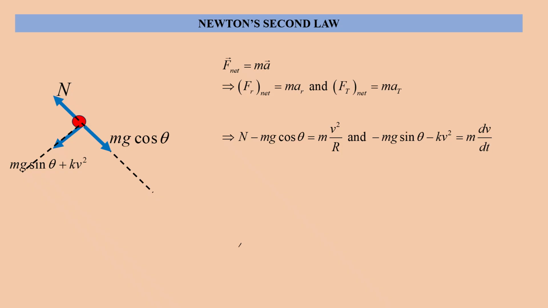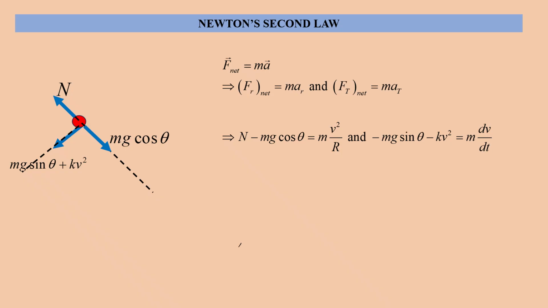Along the radial direction, the forces acting toward the center will be taken as positive, and those opposite to it will be negative. Also, by definition, the radial acceleration of the particle at a moment when its speed is v equals v squared upon r. Along the tangential direction, the forces acting along that tangent, which is parallel to the particle's velocity vector, will be taken as positive and those opposite to it as negative. Also, the tangential acceleration at by definition is the rate of change of particle speed, dv by dt.